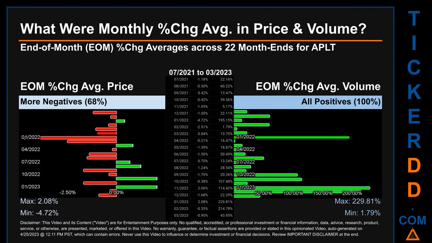Price saw an end-of-month max of 2.08% in average percentage change along with a minimum of -4.72%. For volume, the maximum and the minimum monthly percentage change were respectively 229.81% and 1.79%.